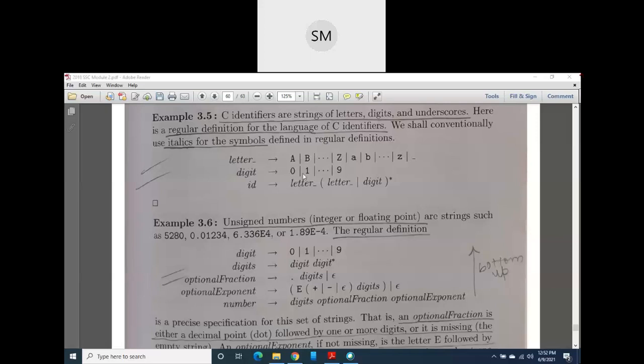Then for digits, I write one more regular expression like this: 0 or 1 or 2 or 3 up to 9. For this regular expression, I give one more name, digit. Then I combine these two regular definitions and make a regular expression like this. For this regular expression, I give one more name, the regular definition ID, that is identifier.